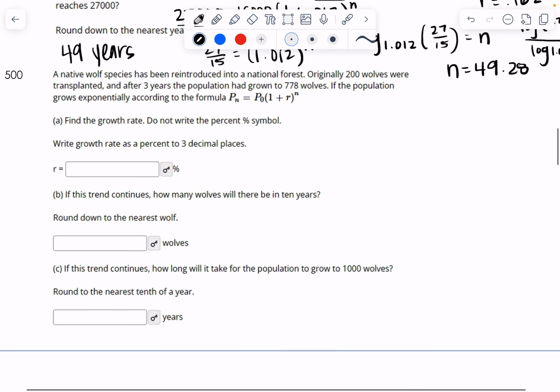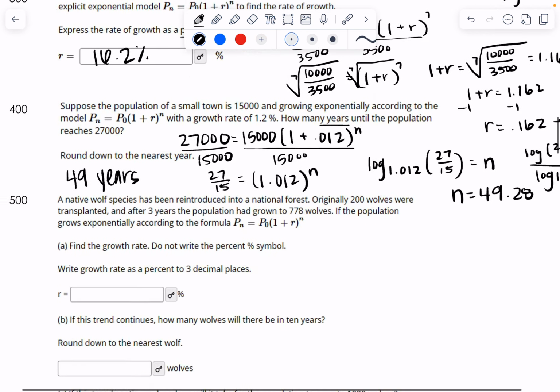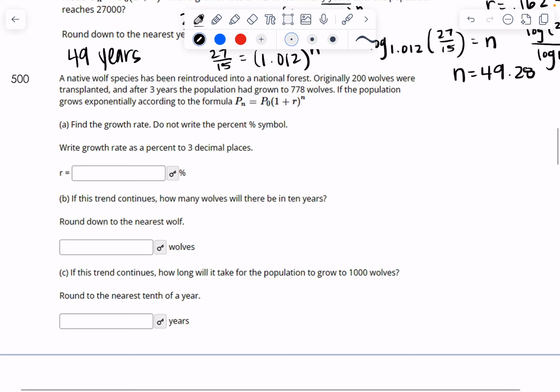Okay, and then the last problem is going to be the same. We're trying to find the rate. So it's going to be the same as this one right here, where we're trying to find R. So a native wolf species has been reintroduced into a national forest. Originally, 200 wolves were transplanted, so that's our original. And then after 3 years, the number of wolves grew to 778.